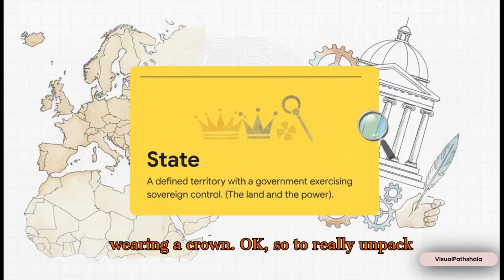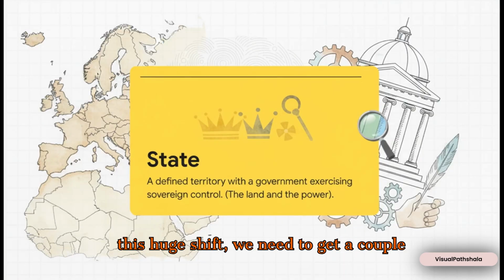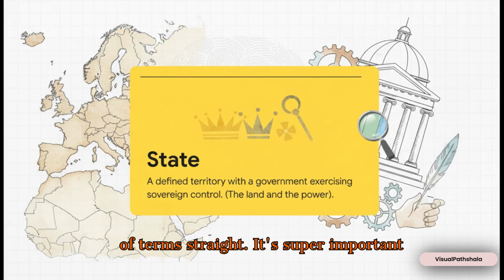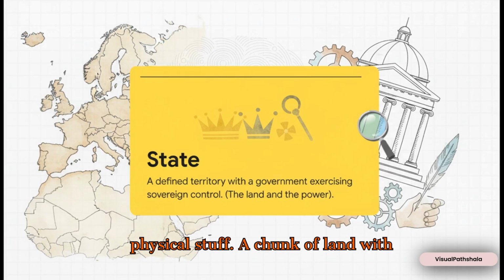Okay, so to really unpack this huge shift, we need to get a couple of terms straight. It's super important. First up, the state. A state is pretty simple, really. It's all about the physical stuff, a chunk of land with borders and a government that's in charge. That's it. An empire, then, is just a really big, diverse state.